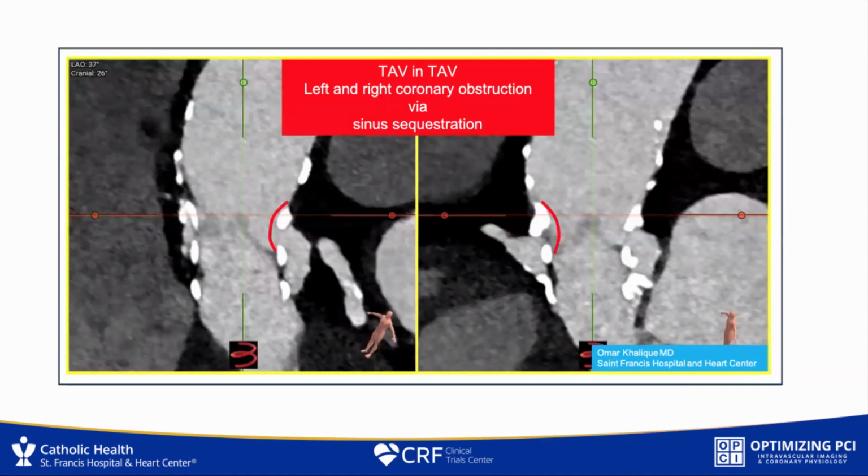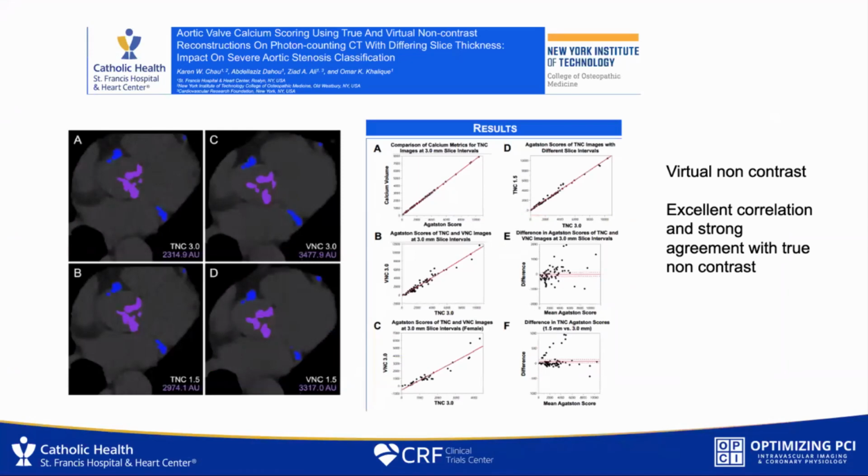And for planning of a redo TAVR, so putting a TAV in TAV, we see the leaflets of the first TAVR, the index TAVR, which are pretty thin, but we can see them quite clearly. And what that helps us do is to plan our TAV and TAV and judge the risk of coronary obstruction by a sinus sequestration, which appears to be a risk in this patient that I'm showing you.